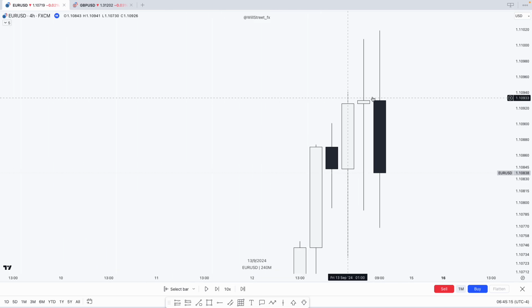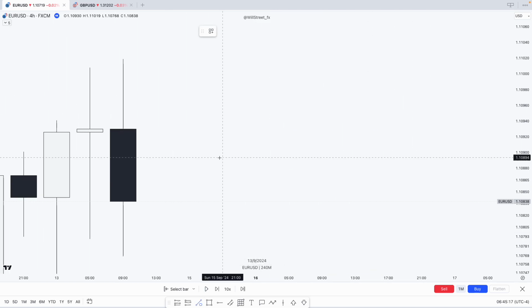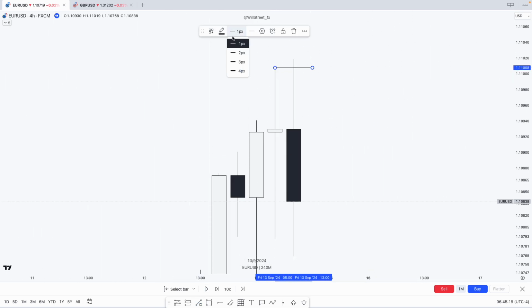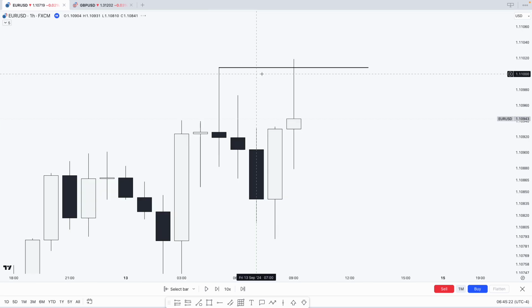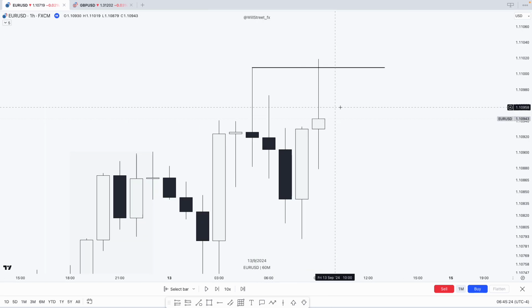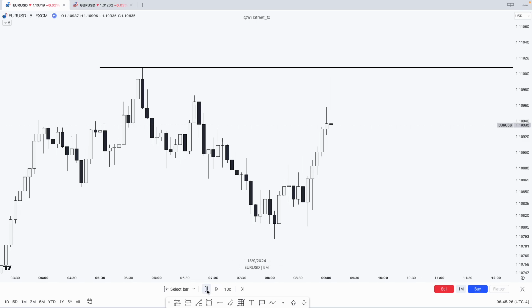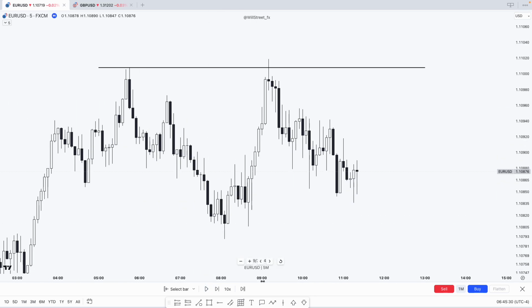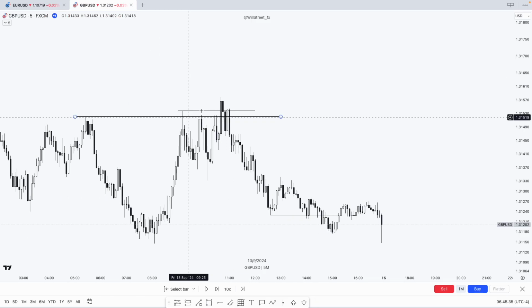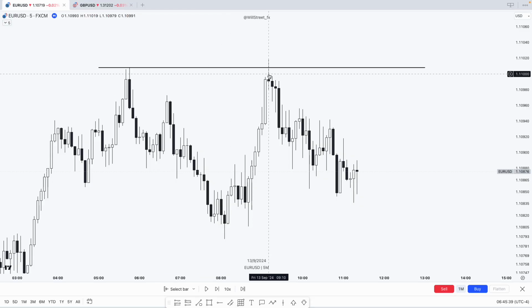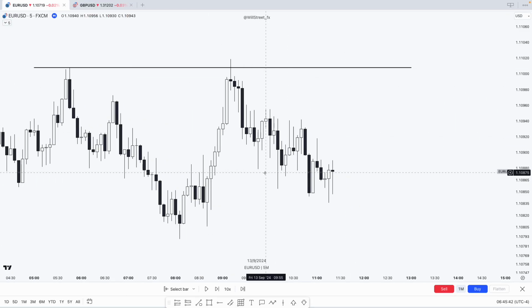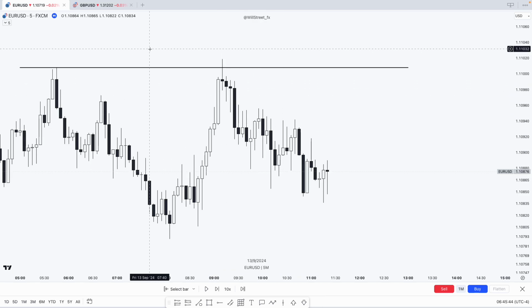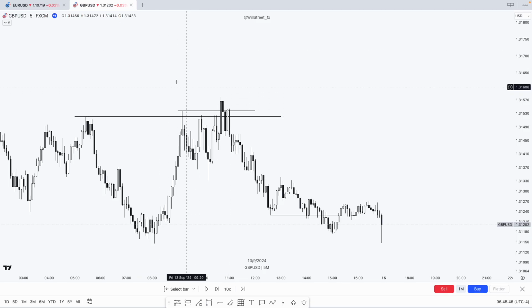Let's look for a high time frame raid. So here I see that this is different. So this is another SMT here. GU printed a higher high while EU was printing lower lows. So that could be our trigger to go short here.